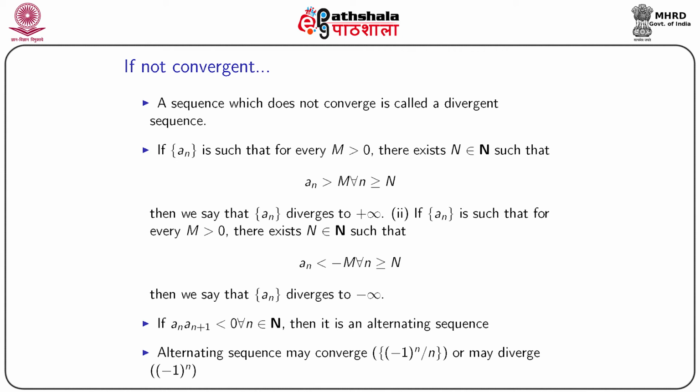We can have another type of sequence called an alternating sequence. Whenever for two successive terms, if you take the product, it will be negative. So a1 times a2 will be negative. That means if a1 is positive, a2 will be negative, or if a1 is negative, then a2 will be positive. So if the product of two successive terms is negative, we say it is an alternating sequence. An alternating sequence may converge or may diverge. If you consider (minus 1) to the power n over n, it will be a convergent sequence. But if you take (minus 1) to the power n, it will be a divergent sequence.